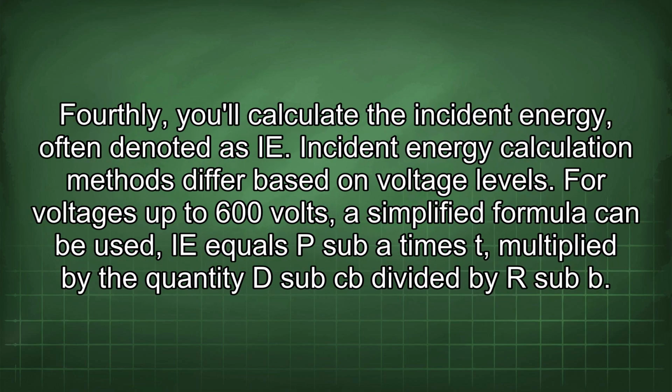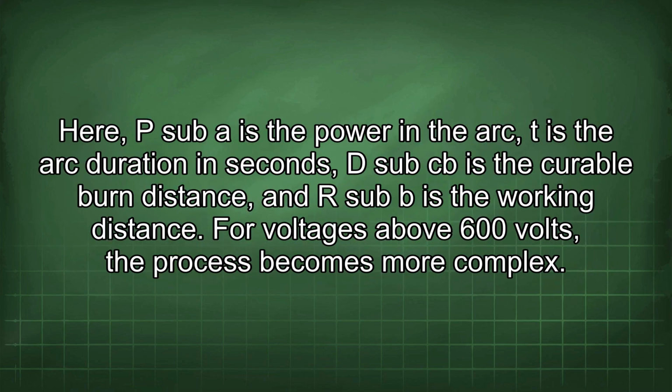Fourthly, you'll calculate the incident energy, often denoted as I. Incident energy calculation methods differ based on voltage levels. For voltages up to 600 volts, a simplified formula can be used, I equals P sub A times T, multiplied by the quantity D sub Cb divided by R sub B. Here, P sub A is the power in the arc, T is the arc duration in seconds, D sub Cb is the curable burn distance, and R sub B is the working distance.